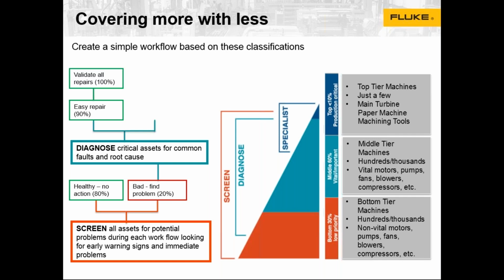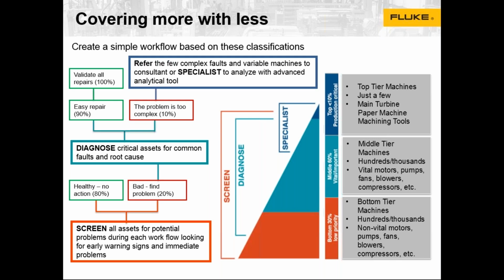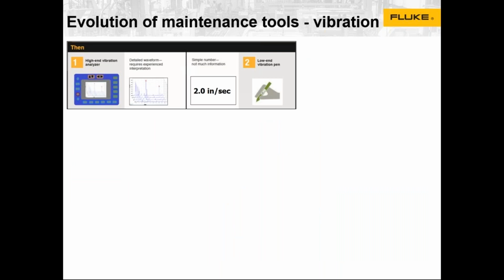So again, let's screen out the machines that are good or bad, and then let's screen out the easy problems. Then the problems that are left, less than 10%, are the ones we need to elevate to specialists, our consultants, our in-house experts, and have them work on those. Just like in the medical industry, let's use our specialists for the applications that need a specialist, and yes, let's use our screening tools to find our common problems.